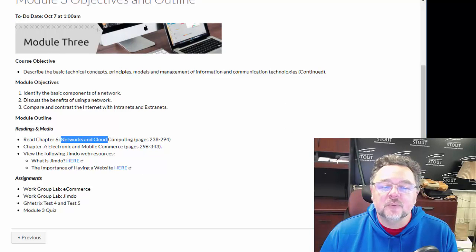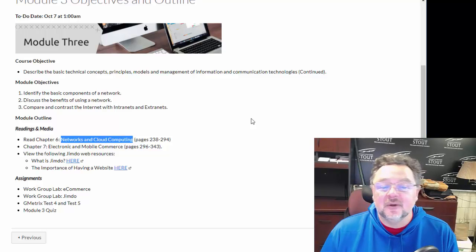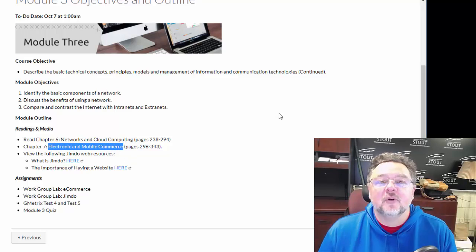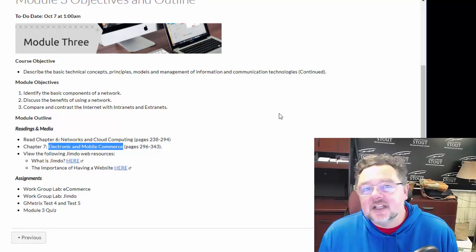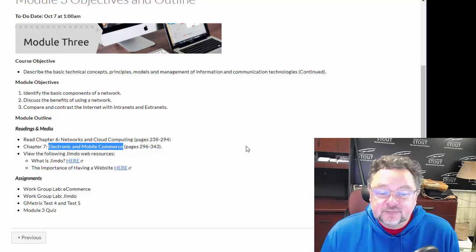In the readings, we're looking at networks and cloud computing. Cloud, again, is another way. Really, when we're talking about cloud computing, we're normally talking about storing information. So how you use the networks to store information in a remote location. So the systems that are involved with doing that. Electronic and mobile commerce. So when we get to the point where we're actually buying and selling goods and services, stuff like that, how does that come into play?